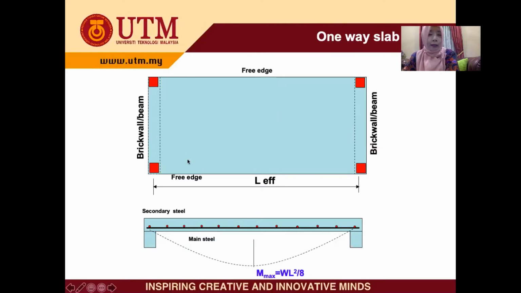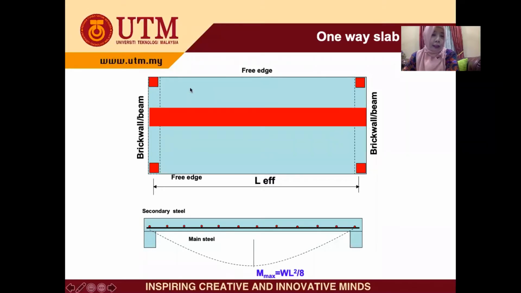The slab here has a B, but the B for the slab is just 1,000. We fix, or we determine, the span, and then it is simply supported. That's why we can use the formula WL square over 8 to get the maximum moment. Meaning that we need to design for 1 meter width only. Although we don't know the width here, we take only 1 meter width and then design.